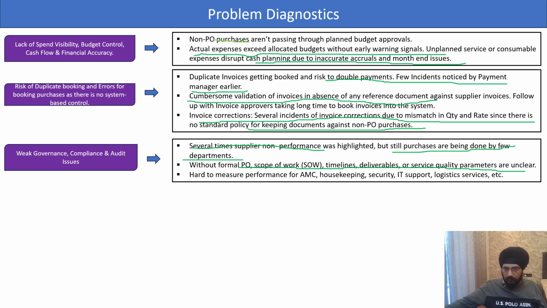Hard to measure the performance for AMC, housekeeping, security, all these expenses for which we do have an AMC, but AMC speaks about the general terms and condition, and in many corporate there are some terms and conditions which are tweaked specific to the organization's interest. So all these are not there, and hence we have to go by the general terms and condition because there is no concrete document in which the terms and condition has been certified or ratified by the organization.